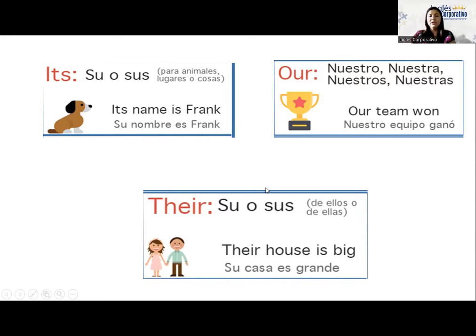¿Ok? ¿Alguna pregunta con respecto a esto? Or so far so good. Recuerden, so far so good. Cuando les diga eso, ahí se lo voy a poner en el chat. So far so good es todo bien, hasta aquí todo bien. Y ustedes me pueden contestar, yes, so far so good, teacher. Ok.